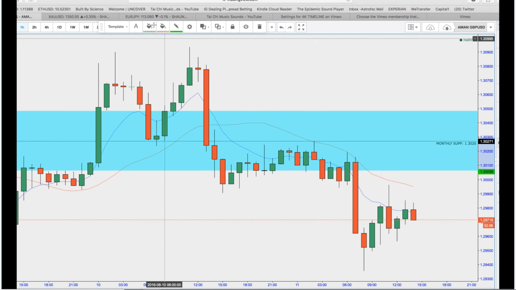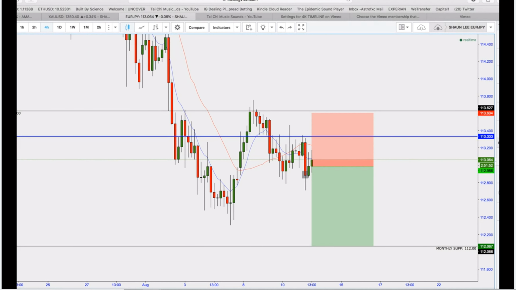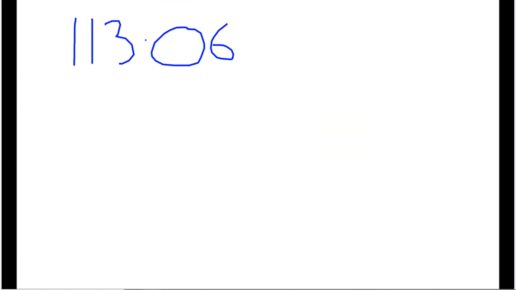Because we will be trading some yen pairs, I will be uploading some yen pairs in future videos. Now the yen works slightly different. I'm going to focus on euro yen. Let's get the current price of the euro yen at the moment. So here we are, 113.06. However, there's a 4 next to it, 064. Now, yen pairs are slightly different.